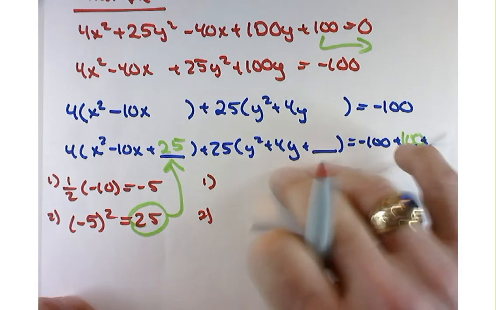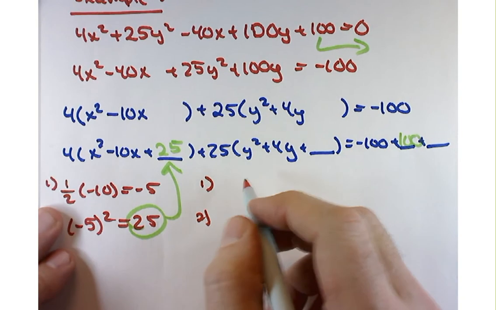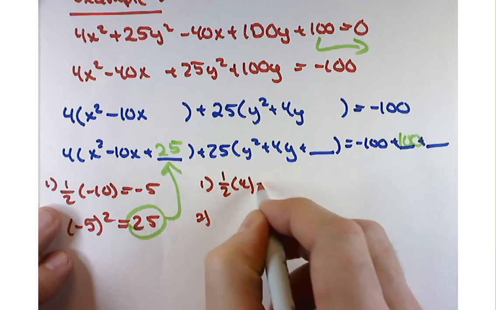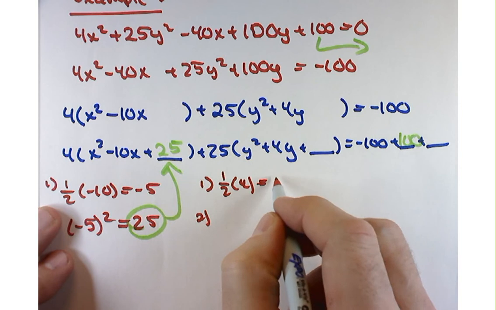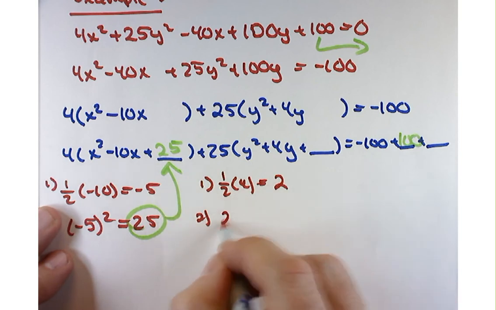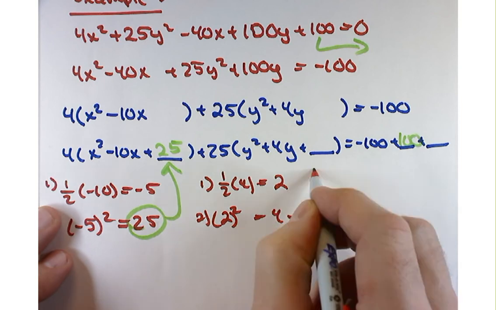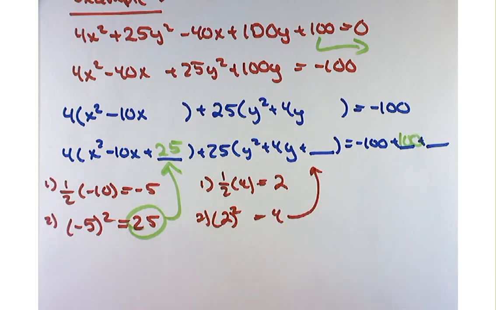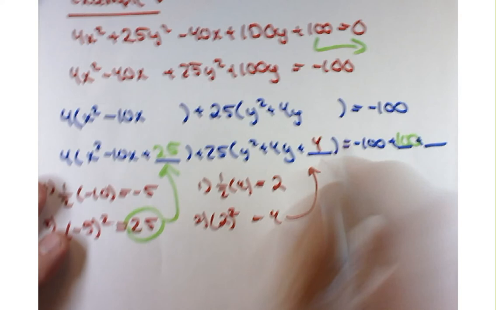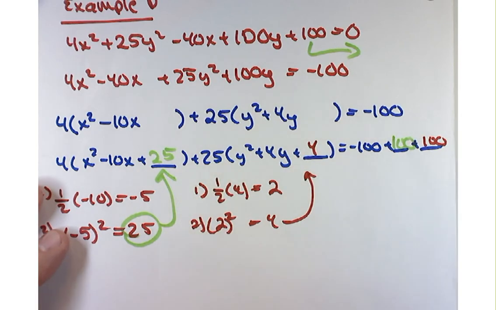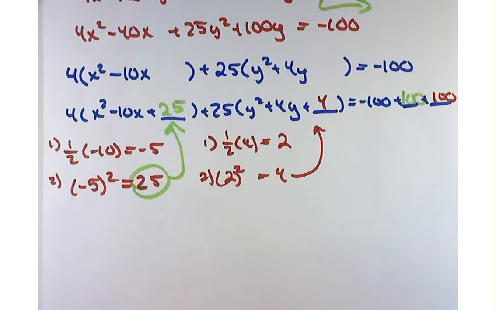Okay, so it looks like this. You're going to take half of this coefficient, which is 4. Half of 4 is 2. 2 squared is 4. That 4 goes up here. And then 25 times 4 is 100. So we're going to put 100 on the right-hand side. So, all right, looking good.